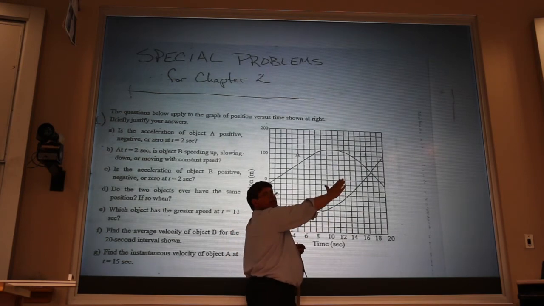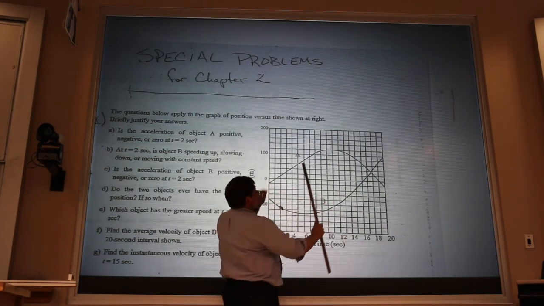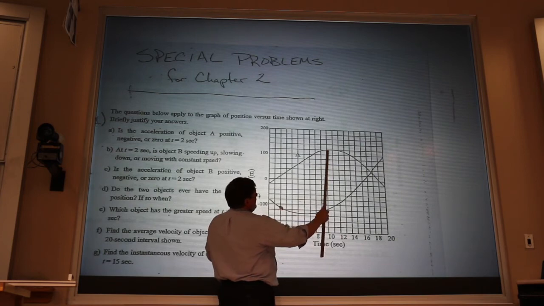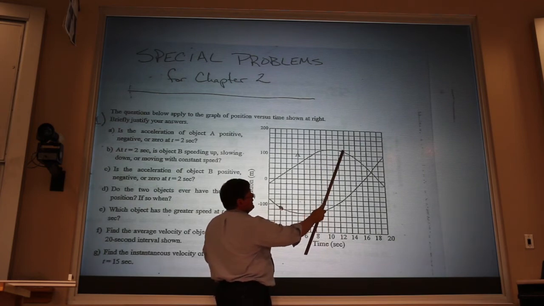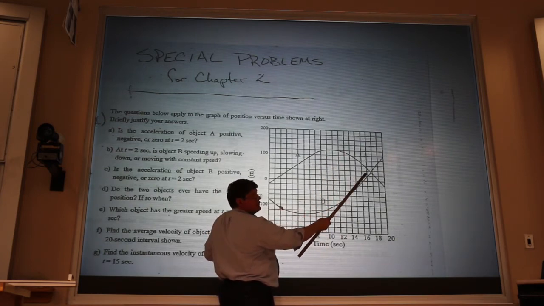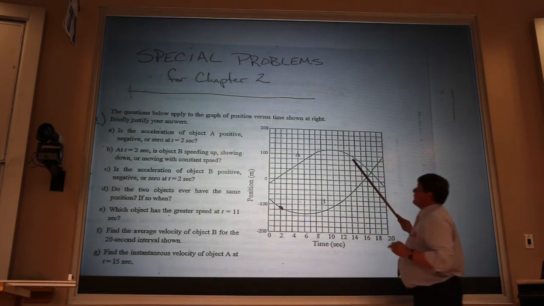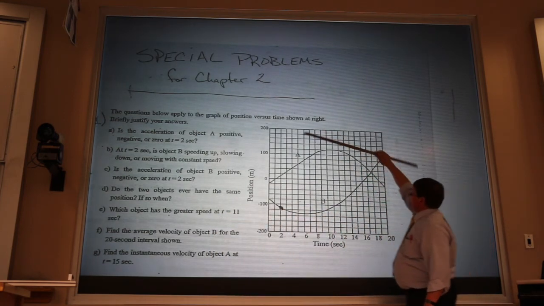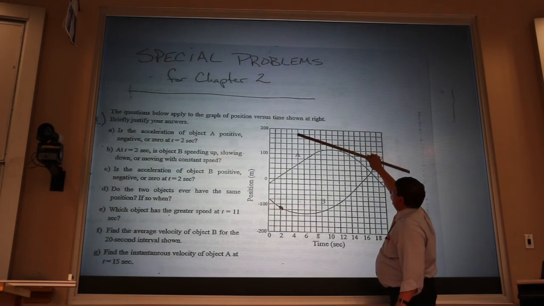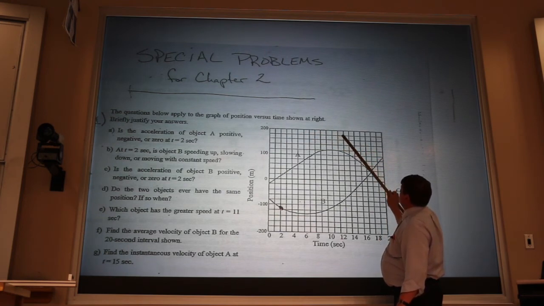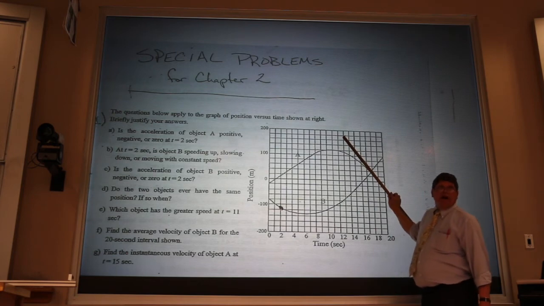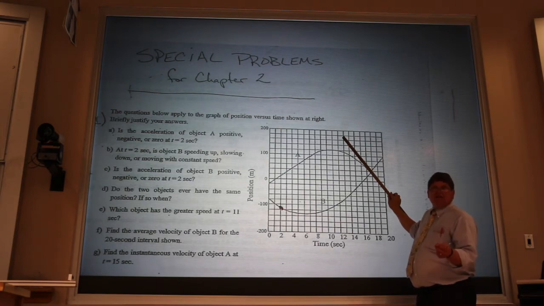This is also positive acceleration. This is speeding up with positive velocity. This is going to be negative acceleration. I'm slowing down with positive velocity. This would be negative acceleration. Why? Am I speeding up or slowing down here? Look at time. Is it getting steeper or more shallow? Steeper. So I'm speeding up. And the velocity, positive or negative? The slope, is it positive or negative? Negative. So if velocity is negative and I'm speeding up, acceleration is negative.